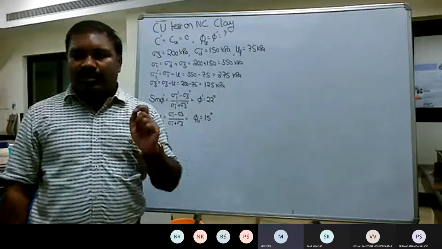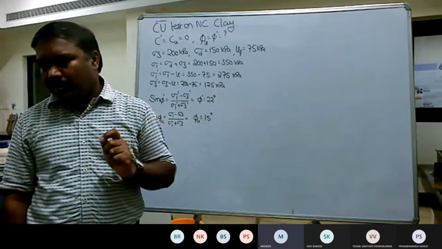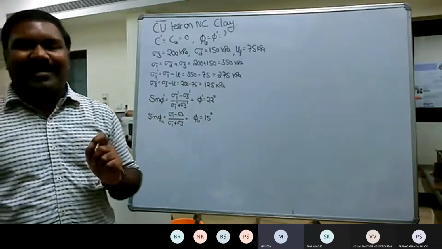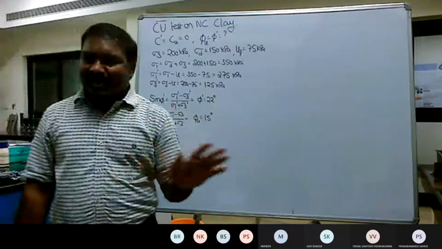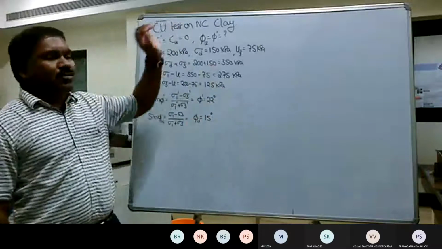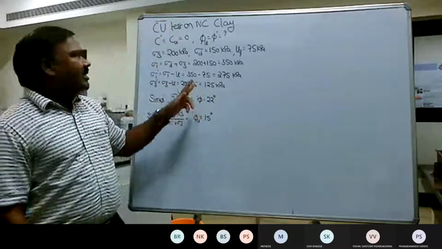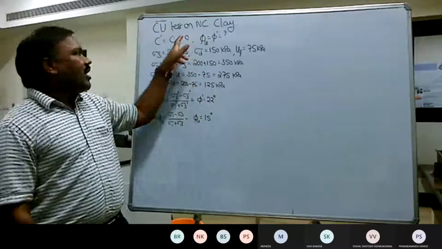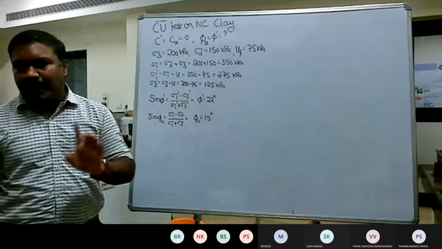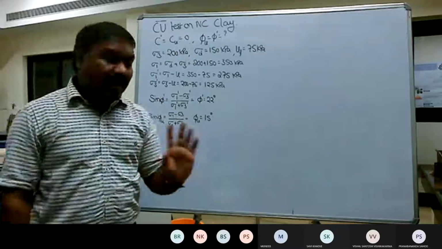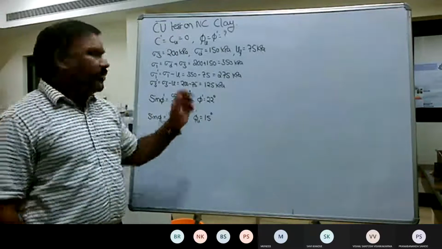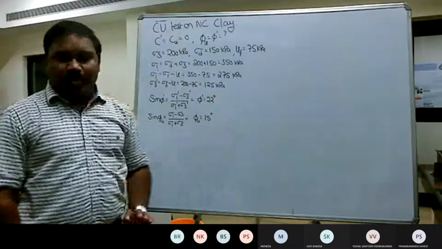The same thing happens in the CD test also. Now, how does it differ from the CU test? There is no difference. Both produce the same results. Whether you conduct the CU bar test or the CD test, the only thing is that in the CD test you will not get the undrained cohesion or undrained friction angle. What you get ultimately is only C dash and phi dash. There was no undrained condition, because the undrained condition is there during the failure or shearing. That's why in the CU bar test, both the parameters are obtained.